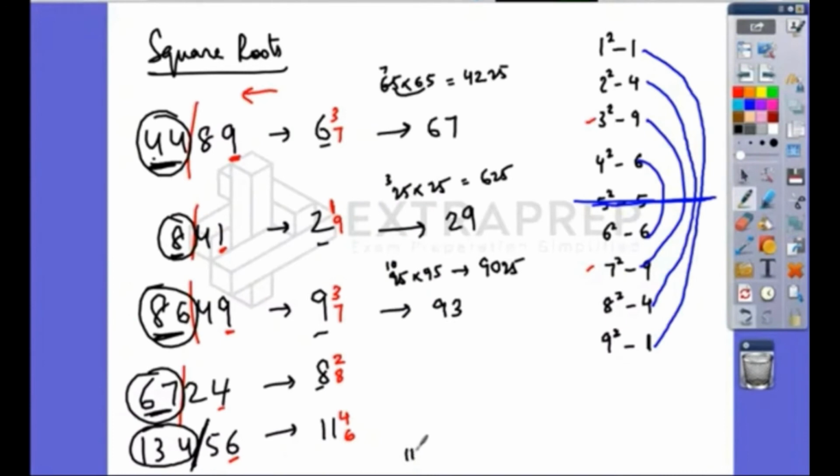115 into 115. 11, next number is 12. 11 12s are 132, 25 is the answer. 13456 is what's given here, so it should be more than 115 square. So the answer is 116 here.